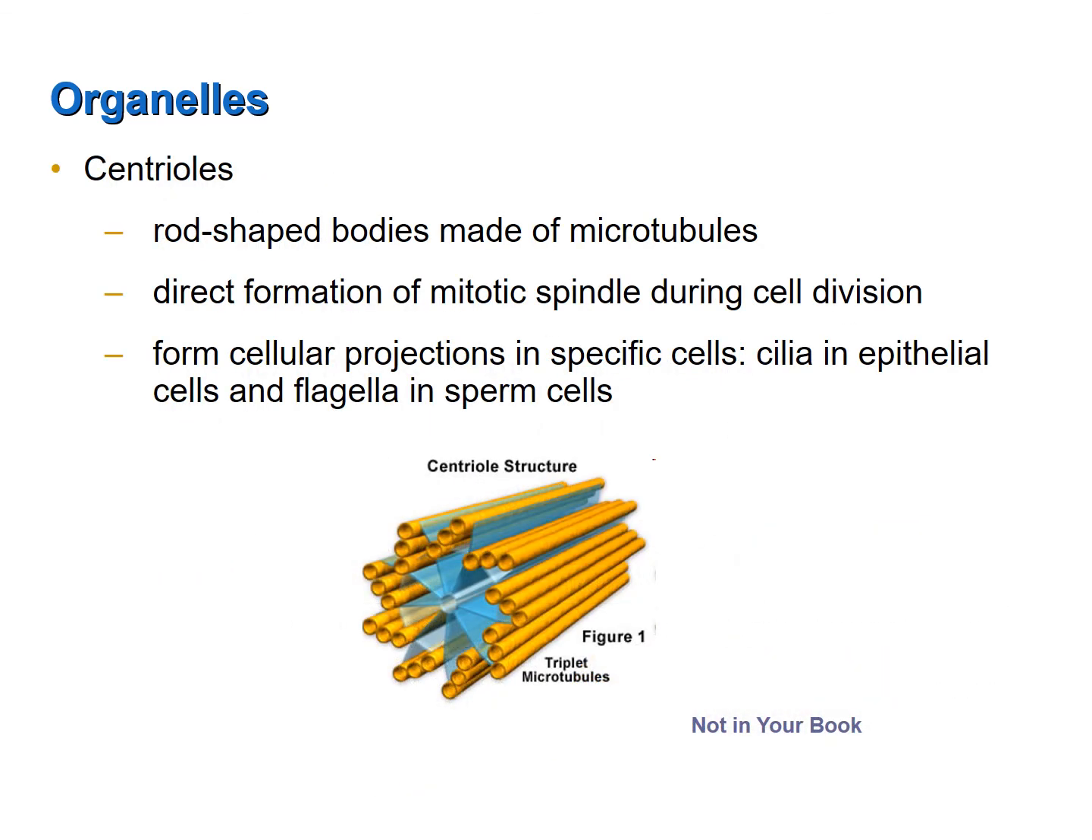Centrioles are the last organelle we're going to discuss. These are structures composed of microtubules. They're responsible for the formation of the mitotic spindle during cell division. They also are involved in the formation of the projections of the plasma membrane, including cilia and flagella.